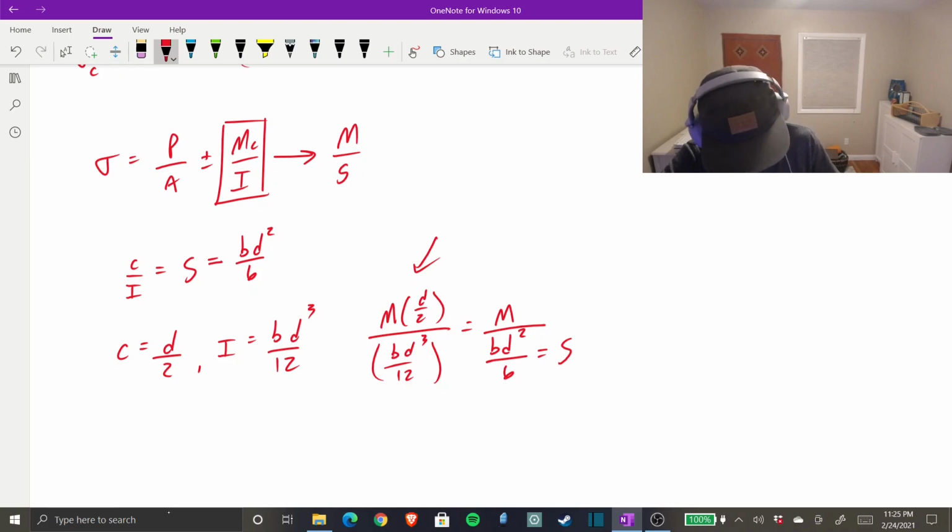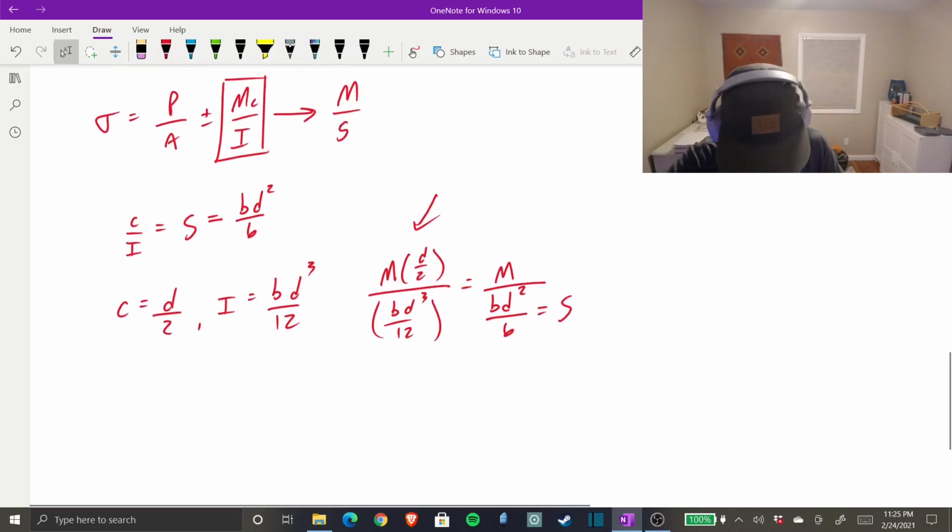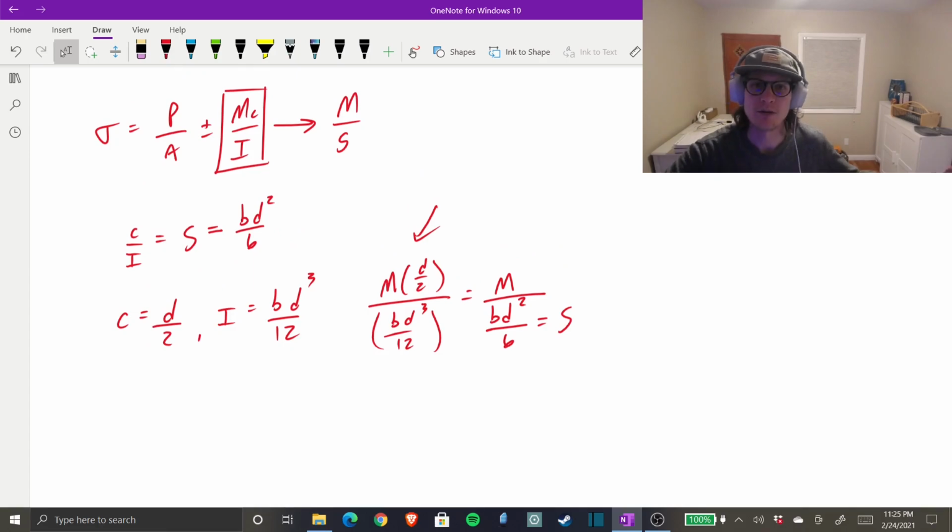So there you go. M over S is equal to MC over I. So if you want, instead of finding C and I independently, you can actually just solve for S and have one thing to look for, and that will also get you your answer.